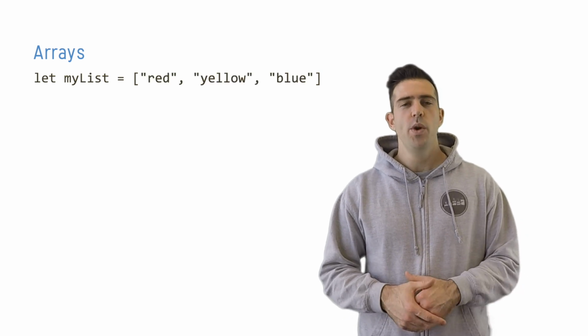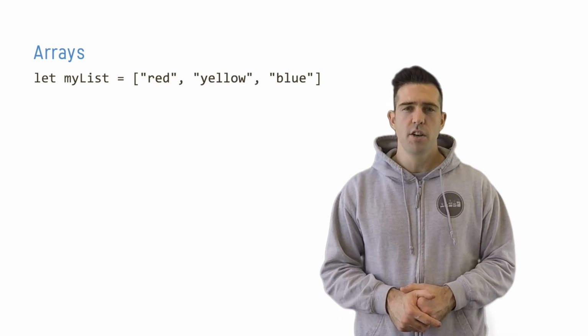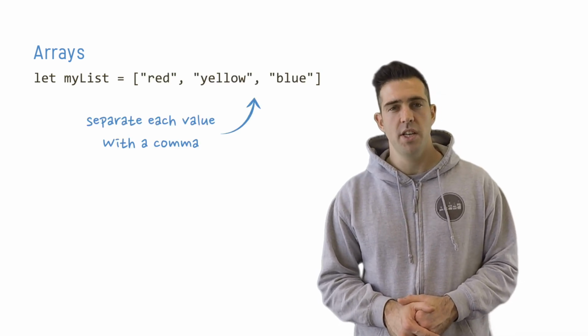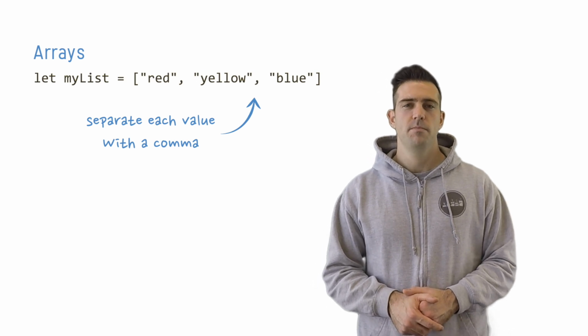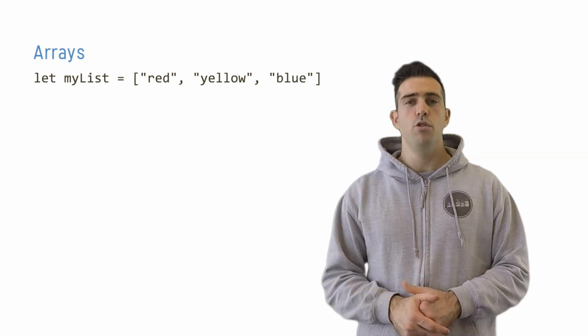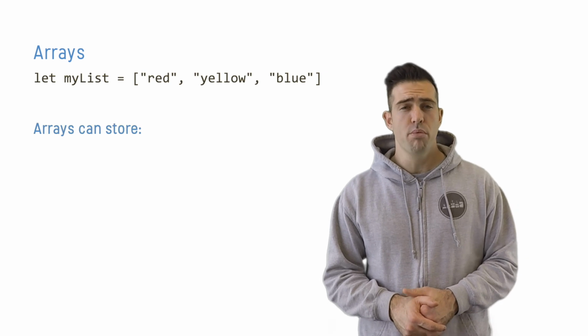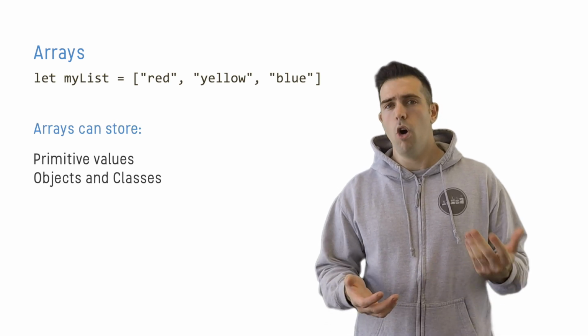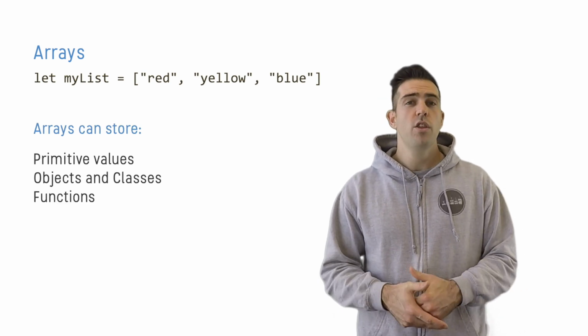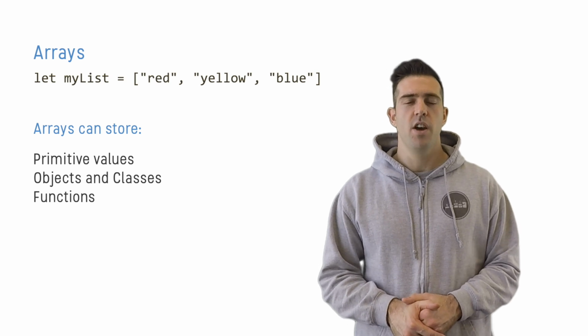To populate the array at the same time as we create it, we can simply provide the values inside of those square brackets, separating each of them with a comma. Here we've used strings, but we could store any of the primitive data types, or objects, functions, or make the array multi-dimensional by adding further arrays.